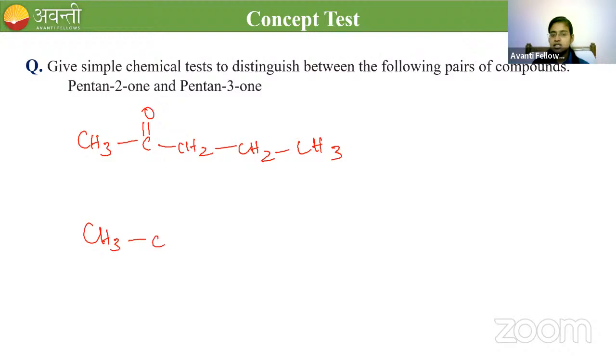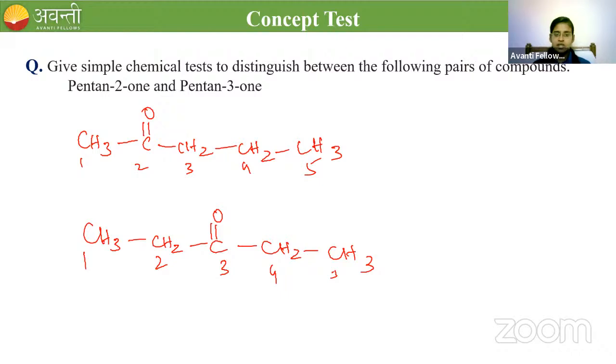CH3, CH2, C double bond O, CH2, CH3. This is pentan-3-one because 1, 2, 3, 4, 5. The C double bond O is present at the second position in one, and here it is present at the third position. So this is pentan-2-one and this is pentan-3-one.